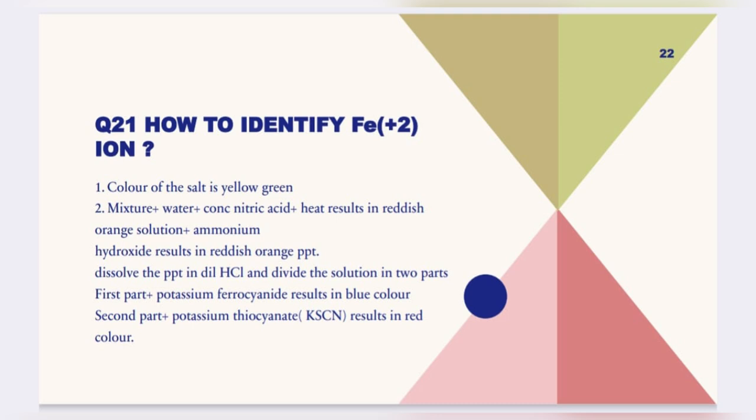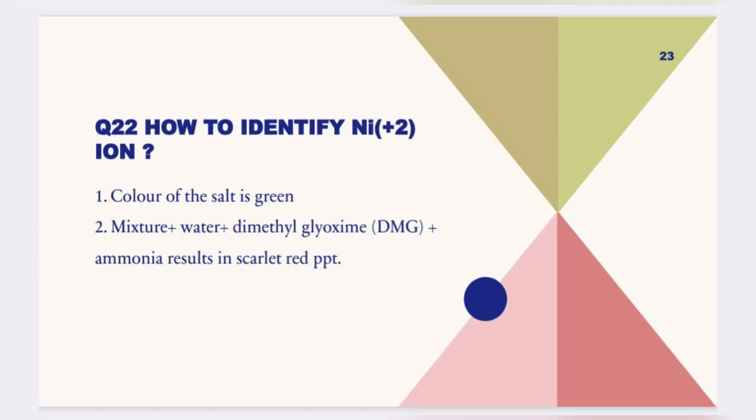Alright my dear friends, I hope it is clear. We go to the next question, number 22. How to identify nickel plus 2 ion? First, the color of the salt itself, it's green, so it's nickel plus 2. And second is, the mixture is treated with water and dimethyl glyoxime, DMG, to which you add slowly, drop by drop, ammonia. It results in the formation of a scarlet red PPT.